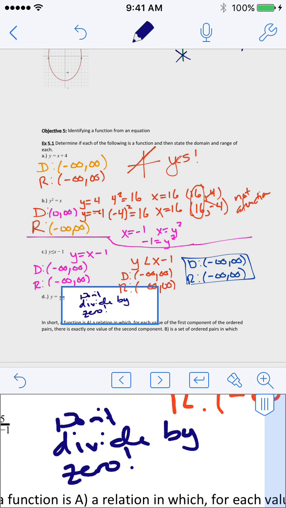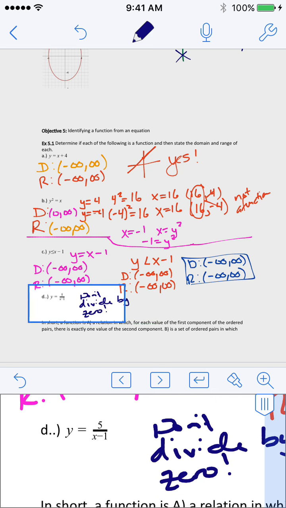So don't divide by 0, which means there's an issue here. I can't end up with 5 divided by 0. So I have to be very careful. That doesn't mean x can't be 0, right? X can be 0. If I plug in 0 there, 0 minus 1 is negative 1. I get 5 over negative 1 or negative 5. There's an answer. Good, we're done.